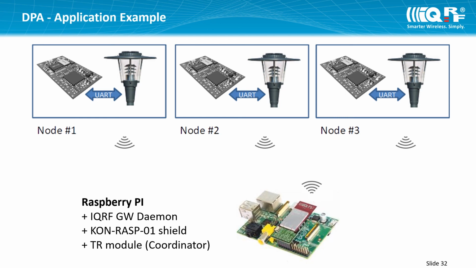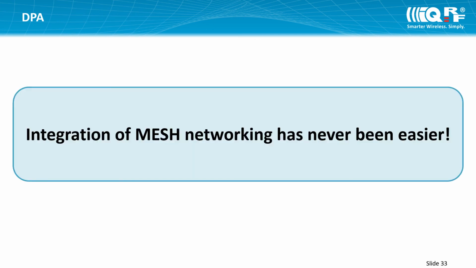The gateway is based on the Raspberry Pi with the IQRF gateway daemon installed. The coordinator is connected using a proper shield. The user controls the network via MQTT protocol with the data in JSON format. So the integration of the mesh networking has never been easier.